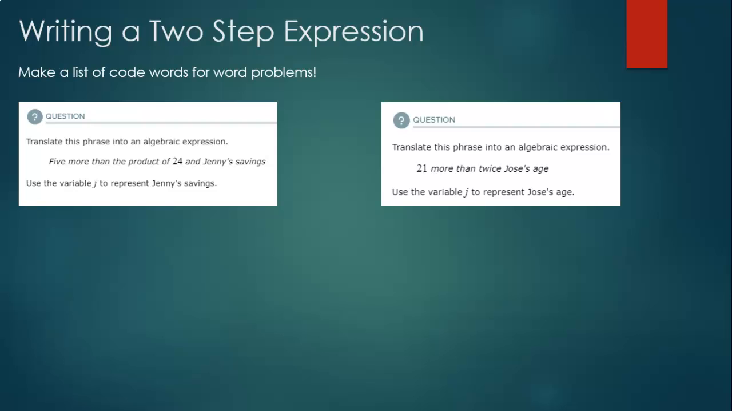5 more than the product of 24 and Jenny's savings. Well, more than means to add, and product means to multiply. So if it's 5 more than, it's 5 plus the product of 24 and Jenny's savings, or you could just write it as 24j, like that. You pause the video and try this one on your own. You've got all the code words you need written down if you've been following along.